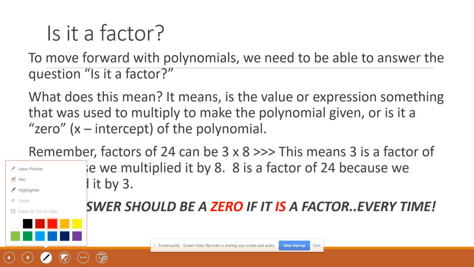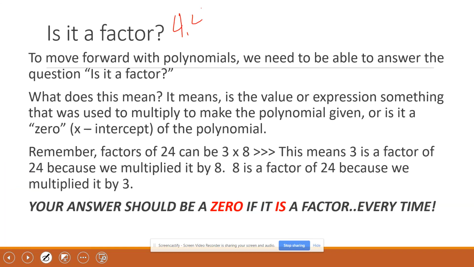Welcome back, everybody. We're going to continue section 4.4, talking about if something is a factor or not. So I'm going to jump down here. Factors are numbers that we can multiply together to make a product. So factors of 24 can be 3 and 8, 1 and 24, 2 and 12, 6 and 4. So if I use the 3 and the 8, 3 is a factor of 24 because I can multiply 3 by 8 to get 24.